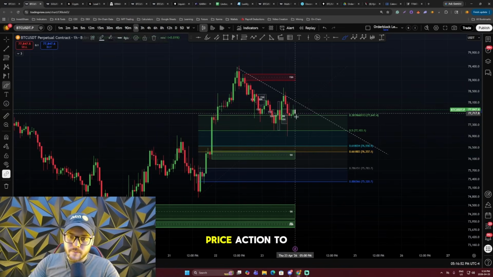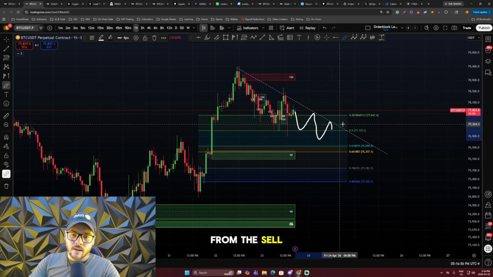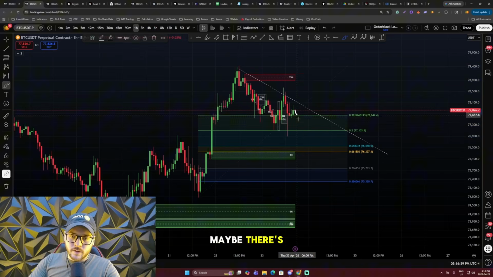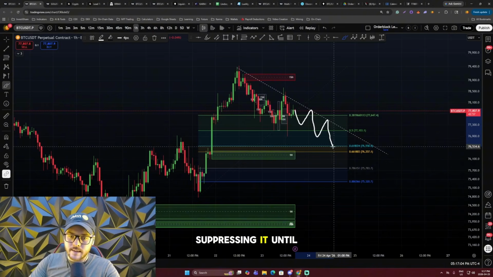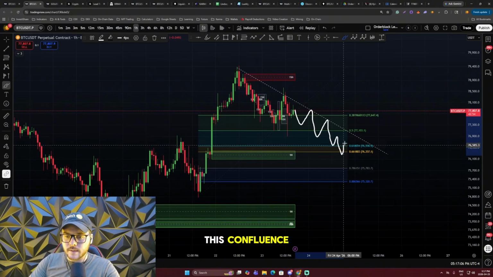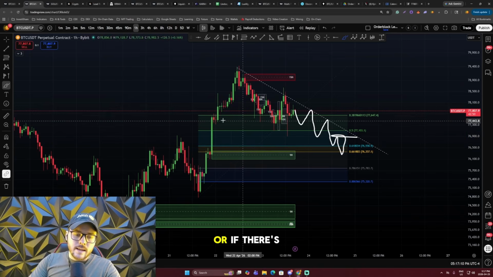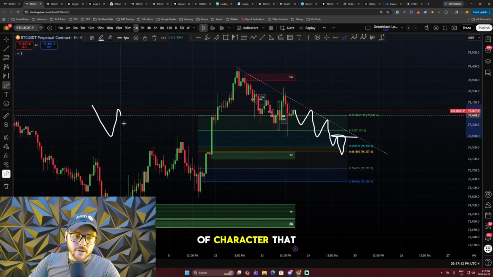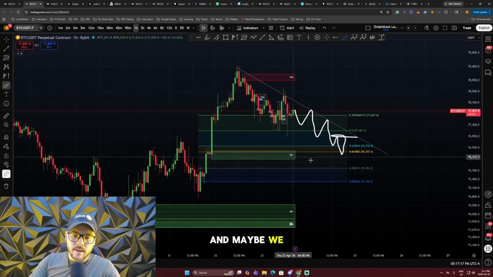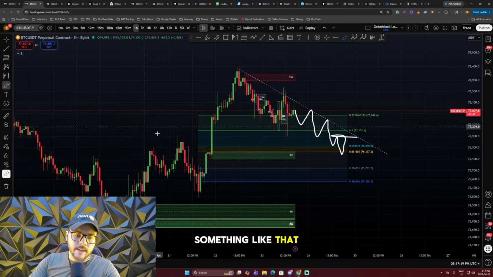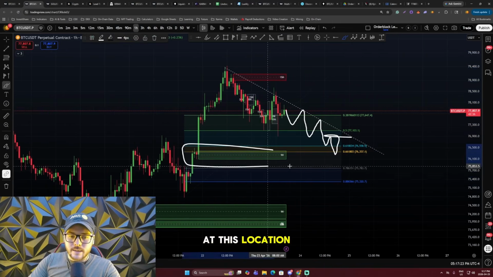So I'd expect maybe price action to come down, keep hitting its head on this downtrending momentum from the sell pressure. Maybe there's a sell wall following this trend line, keeping the price action down, suppressing it until eventually we meet this confluence, get the bullish change of character, and you can enter on the change of character. Or if there's already a bullish change of character that recently happened, like the scenario that I told you about before, and maybe we can just limit order in on something like that. I wouldn't limit order in on this scenario, but I would like to look at this location as an area of interest.